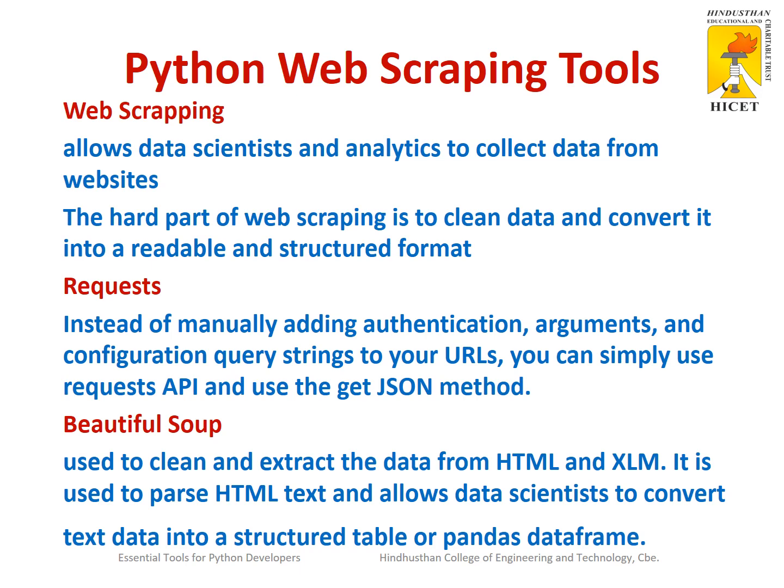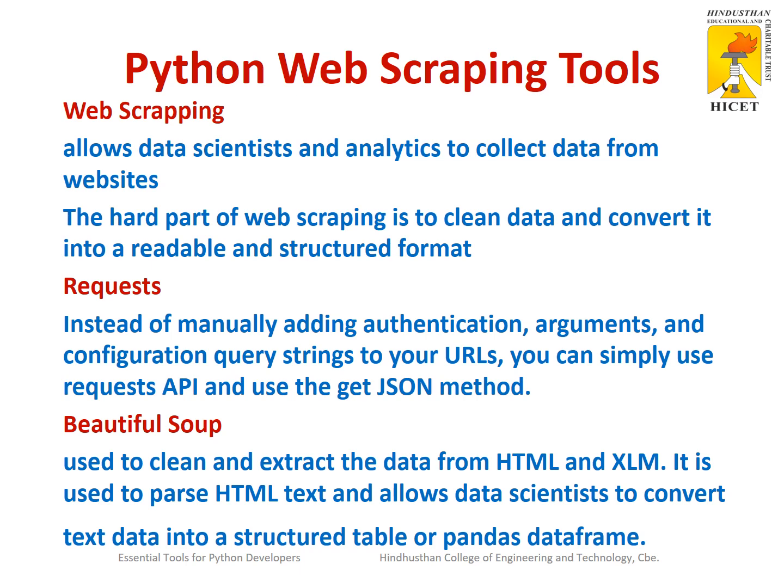Requests and Beautiful Soup. Requests is one of the web scraping tools. It makes it easy for you to send HTTP requests. Instead of manually adding authentication arguments and configuration query strings to your URLs, you can simply use the Requests API and use a get JSON method. Requests is quite a popular library among data professionals for scraping multiple page websites.